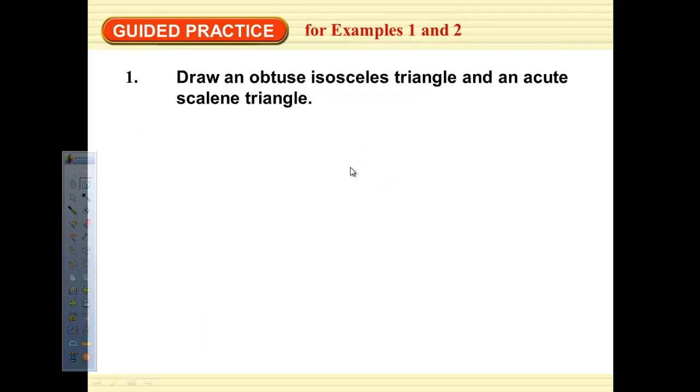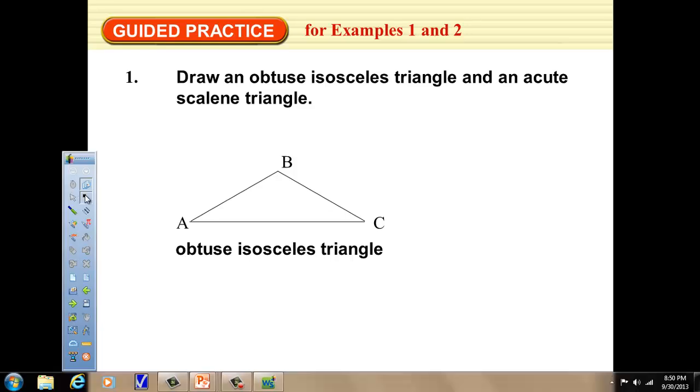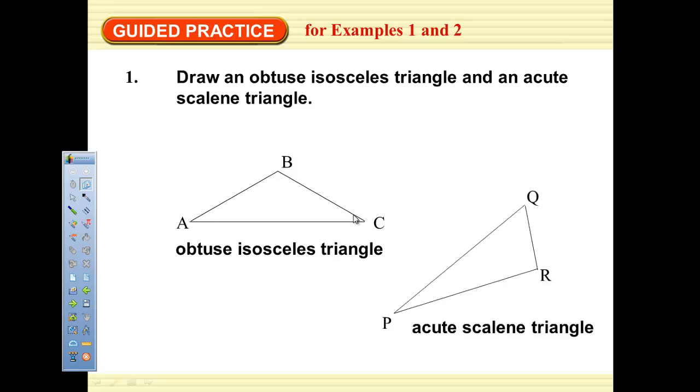Here they're going to ask you to draw different types of triangles, so it needs to be obtuse and isosceles, and then we're going to draw one where it's acute and scalene. So obtuse, isosceles, if you notice, these 2 sides are equal, and this is an obtuse angle right here, angle B. An acute scalene triangle would look something like that, although this looks like it's more than 90. You would want to make sure that all 3 sides were different, and that all 3 angles were less than 90 degrees.